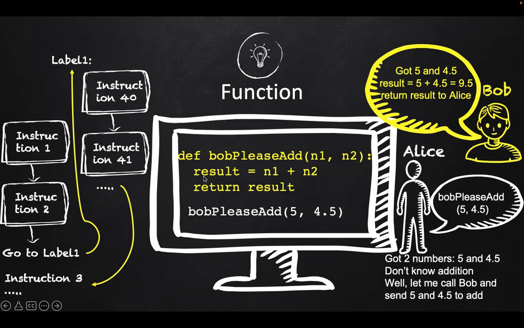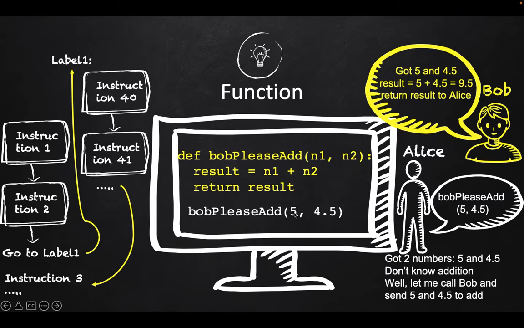And then there will be a colon, and after that you have to implement the function. That is what happened in Bob's part. So we have calculated n1 plus n2, these two numbers, stored it in result, and finally returned the result to Bob. And here is the function call, that is Alice's part. Alice just called Bob please add, that is the function name, and then inside the parentheses she passed those two numbers, the actual numbers, not n1 and n2.